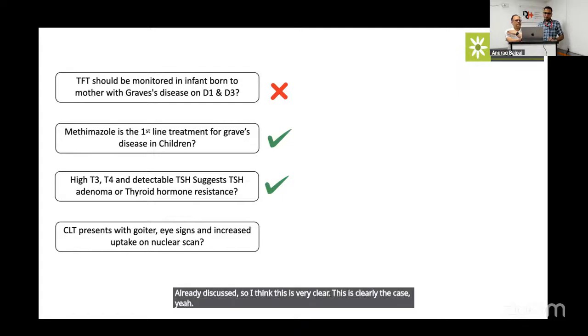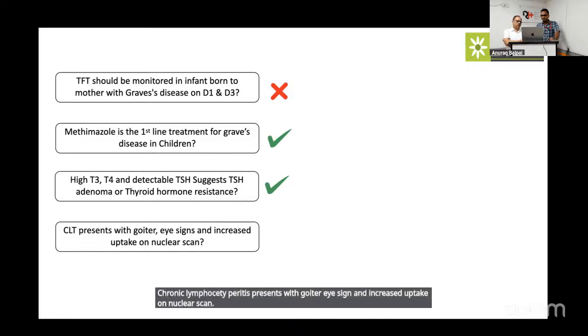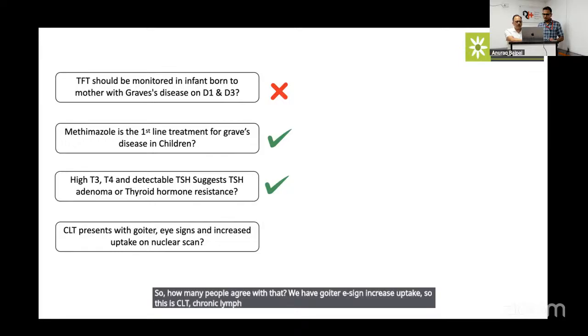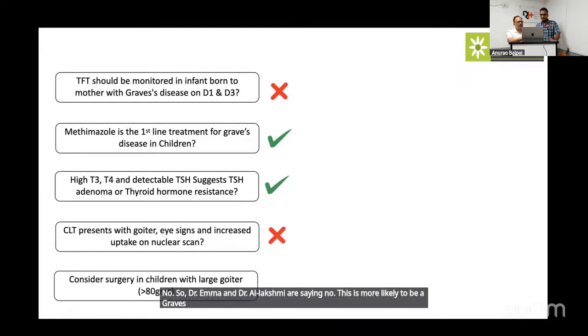Chronic lymphocytic thyroiditis presents with goiter, eye signs, and increased uptake on nuclear scan. So how many people agree with that? We have goiter, eye signs, and increased uptake. So is this CLT, chronic lymphocytic thyroiditis, or Graves? No. Dr. Iman and Dr. Rajlakshmi are saying no. This is more likely to be a Graves disease-like scenario.